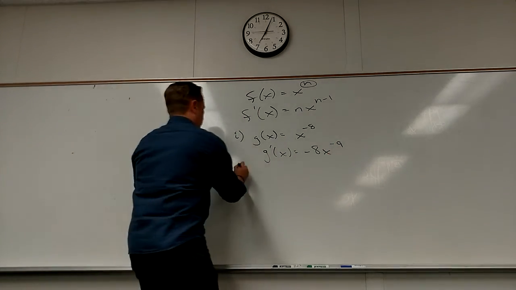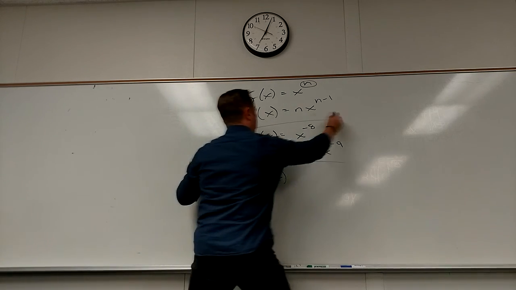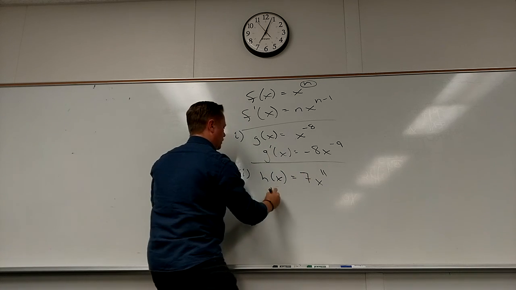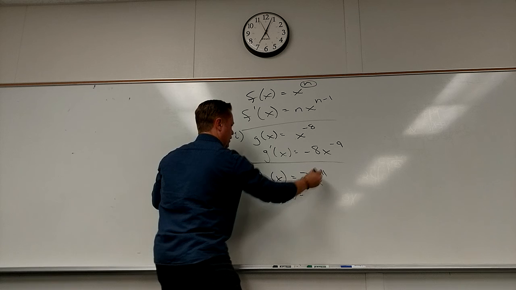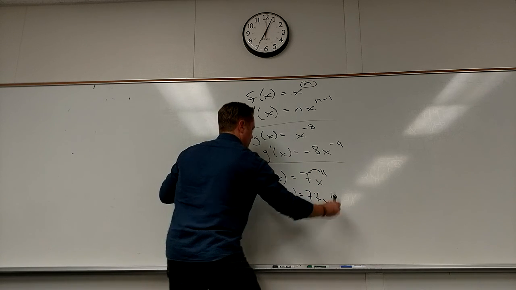Right. What if I put a... So what does that mean if I put something in front of it already? Like if there was 7x to the 11th power. What's h prime? Yeah, the 11 comes down. 11 times 7 is 77, x to the 10th.